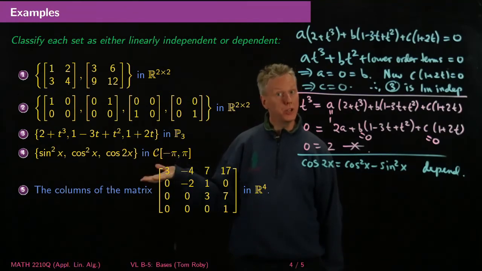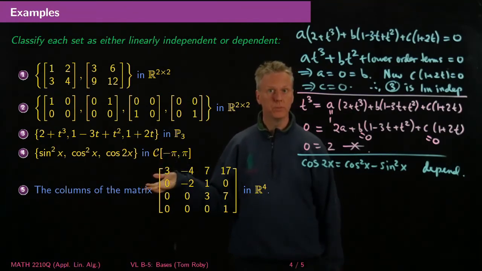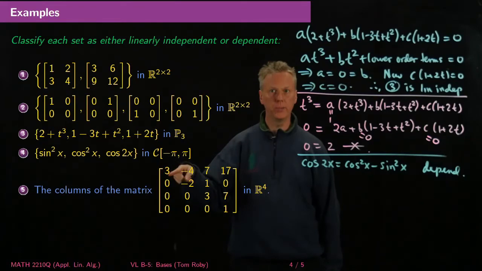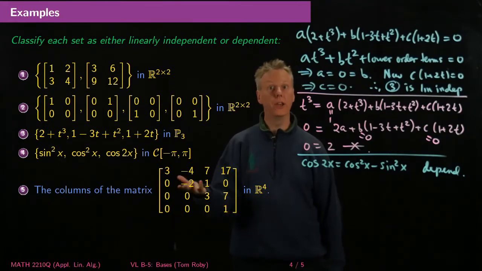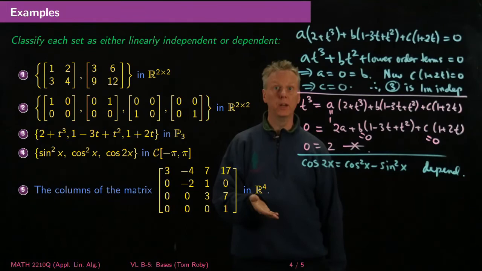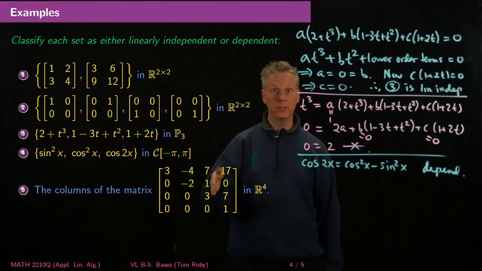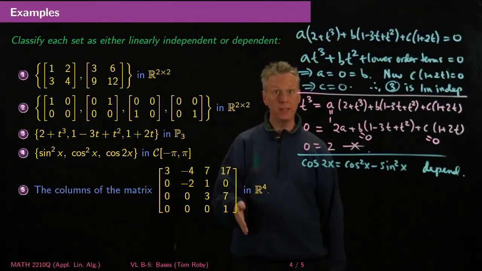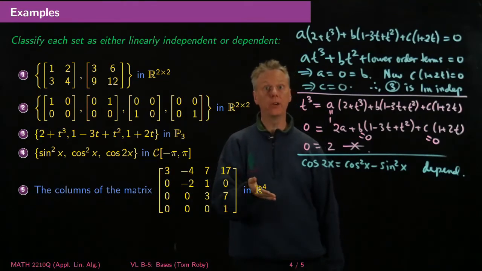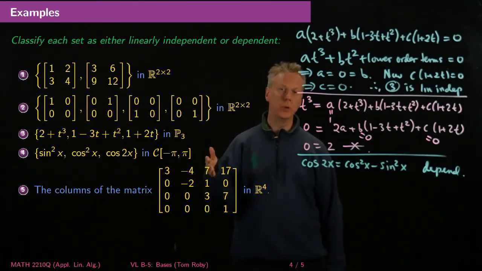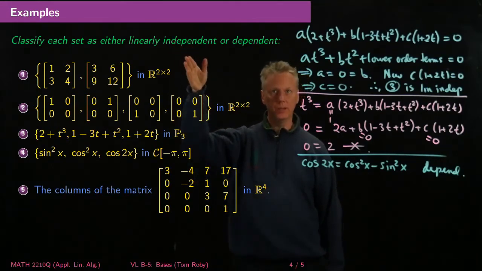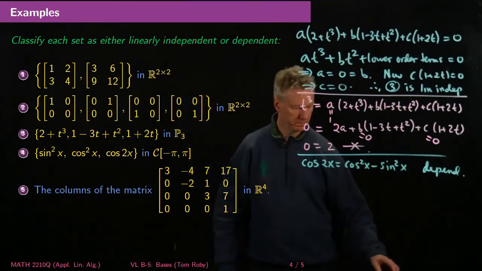Well, what's the determinant of the matrix? This is a triangular matrix, so the determinant is just the product of these diagonal entries, which is negative 18. That's not 0, therefore it's an invertible matrix. By the invertible matrix theorem, the columns are linearly independent and they span R to the 4. So, I guess we haven't gotten there yet, but at least they're linearly independent.